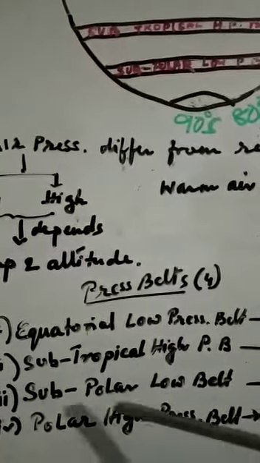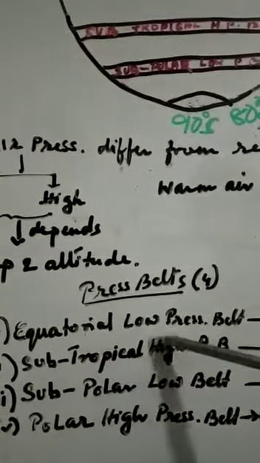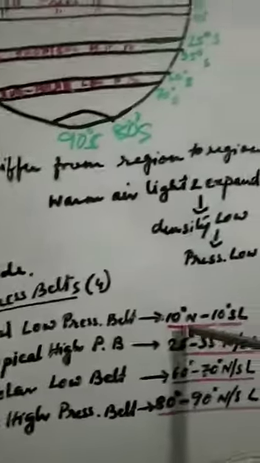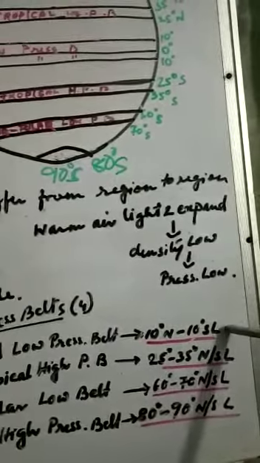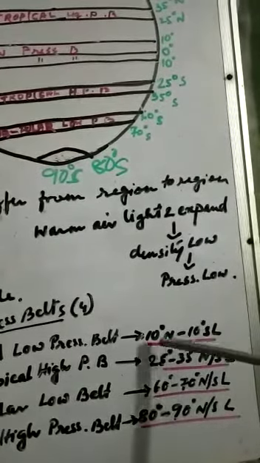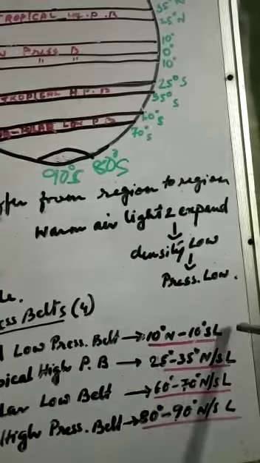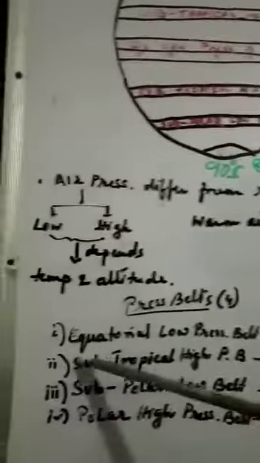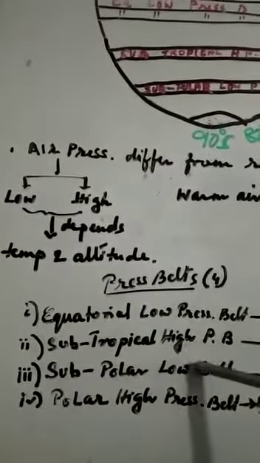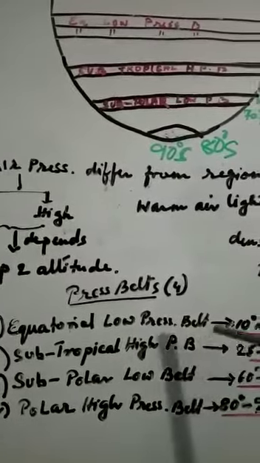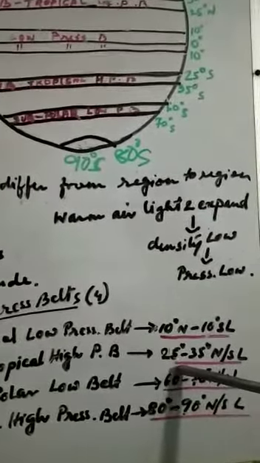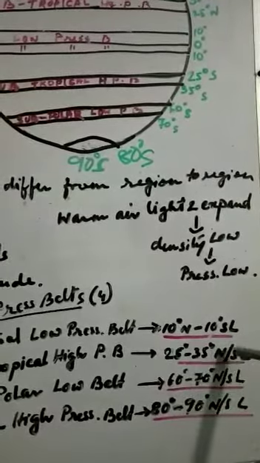Now, what are these categories? That is the equatorial low pressure belt, which lies from 10 degree north to 10 degree south latitude. This L is latitude. I have written in short 10 degree north, 10 degree south latitude. Next is the subtropical high pressure belt. This is P for pressure, B for belt. This lies from 25 degree to 35 degree north and south latitude.